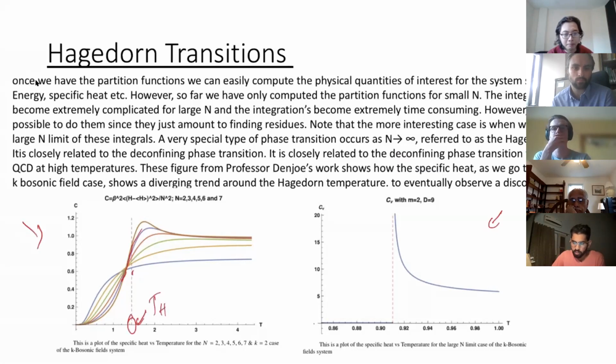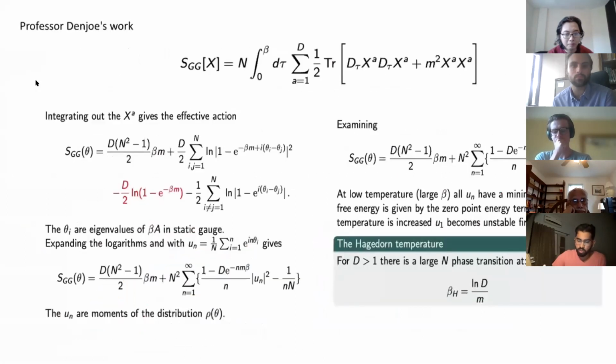Note that in the large n limit, as one goes to really high n, there's a clear discontinuity that one can see. Though I'm just showing this here, to give a brief analytical sense as to why this happens, we will look at this particular analysis.